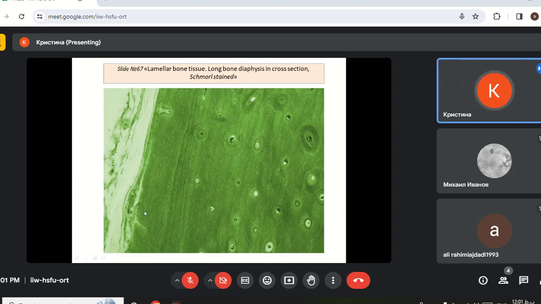This is the area of the outer circumferential lamellae, which go parallel to the surface of the bone. They all go parallel. And next, deeper into the bone, we have the layer of osteons. Osteons are rounded in shape here, with central canals in their centers. Here you can see some lighter spots, like small lighter dots. These are lacunae, small cavities, inside which the osteocytes are located.